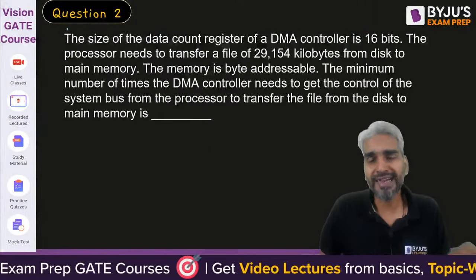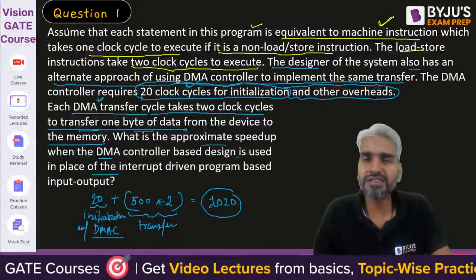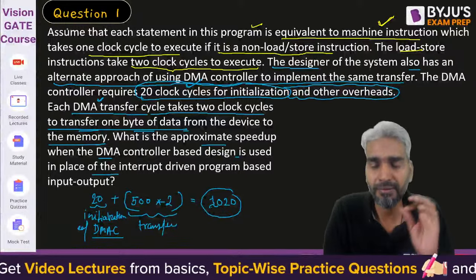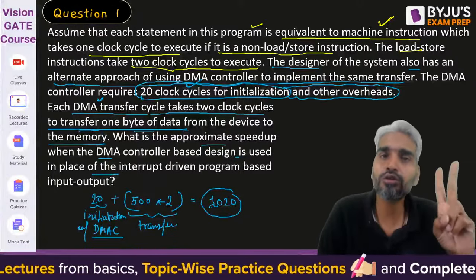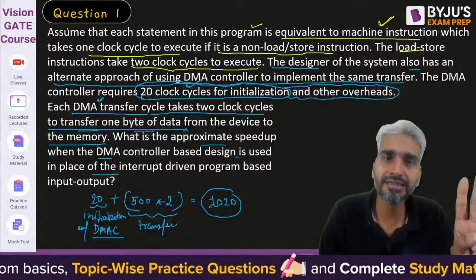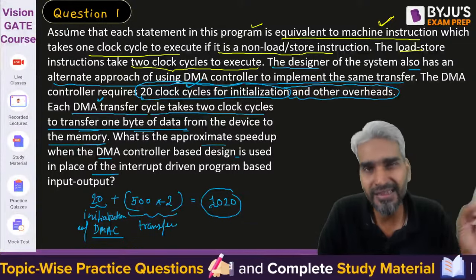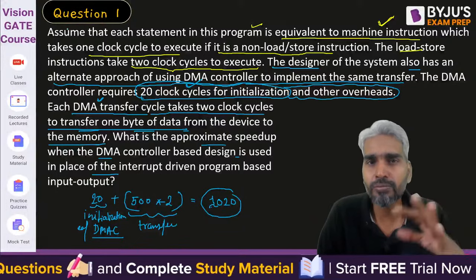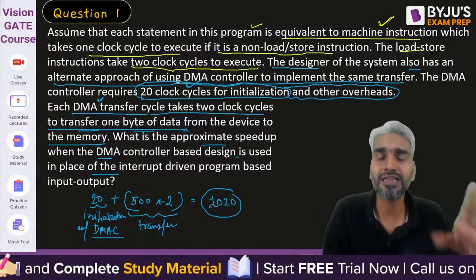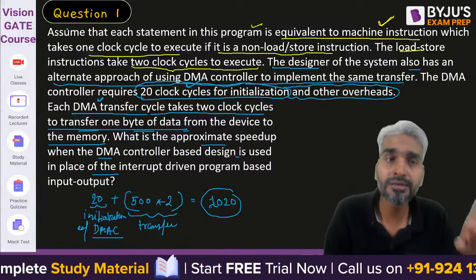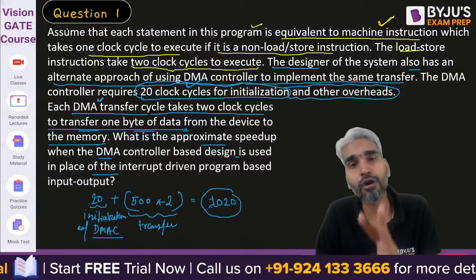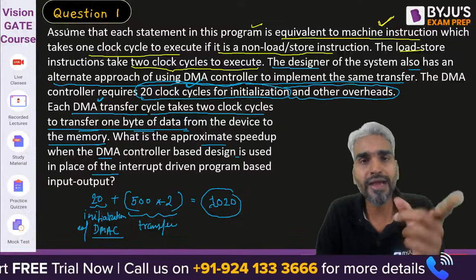Let's move to the second question. This is the question which involves the concept of interrupt driven IO as well as DMA. Please try to understand there are two different modes of DMA: one is block transfer mode, another is cycle stealing mode. One more is transparent mode, but no question can be asked on the transparent mode, so don't worry about that. The two important modes of DMA operation are block transfer mode and cycle stealing mode.